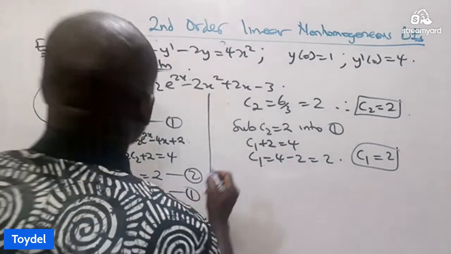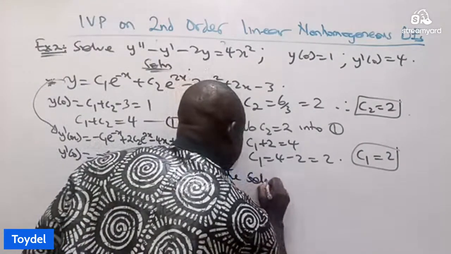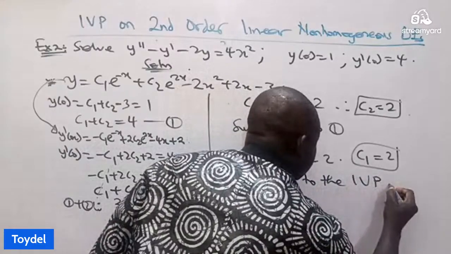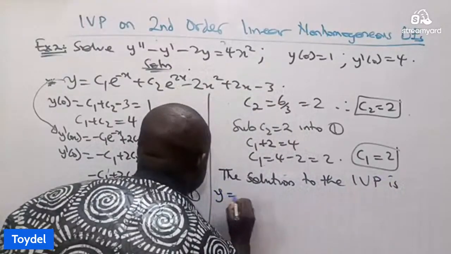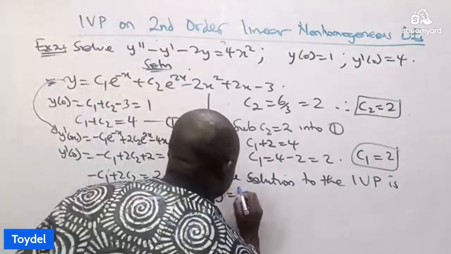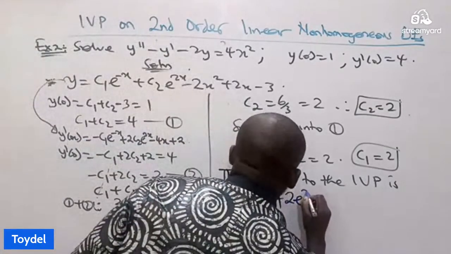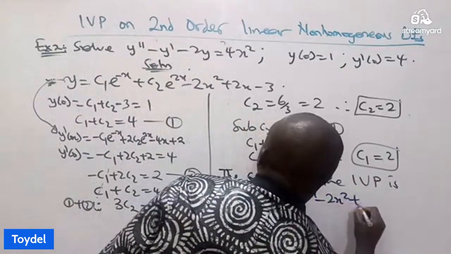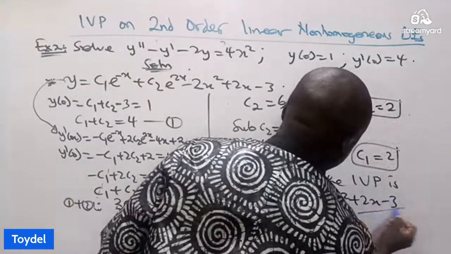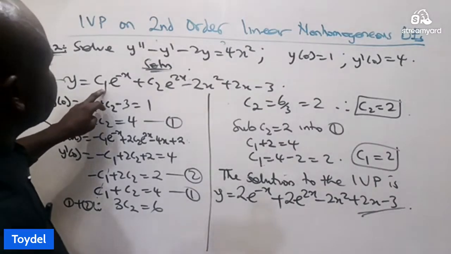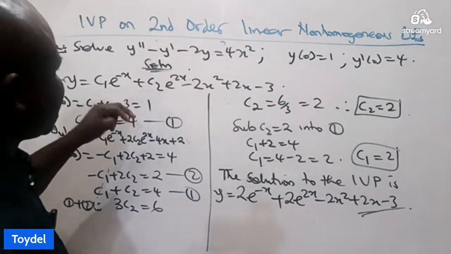So the solution to the IVP is y = 2e^(-x) + 2e^(2x) - 2x² + 2x - 3. Under an initial value problem or boundary value problem, we are required to find the values of all the unknown arbitrary constants here, and that's what we have found.